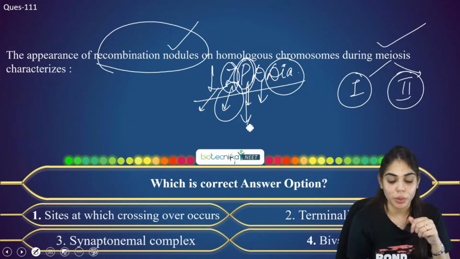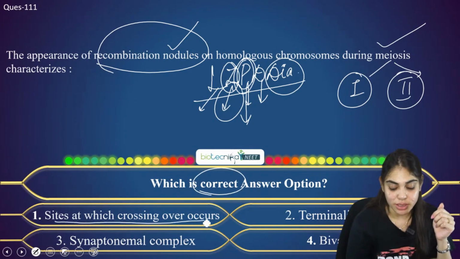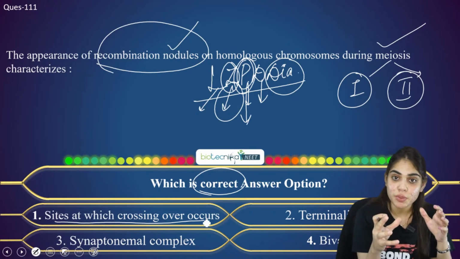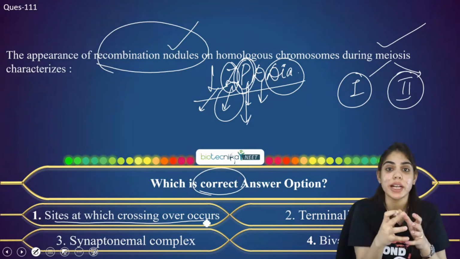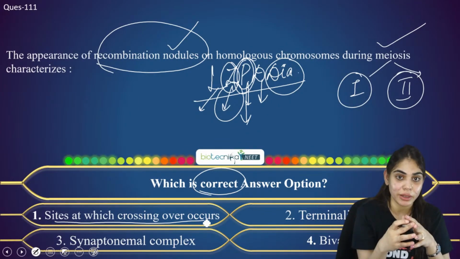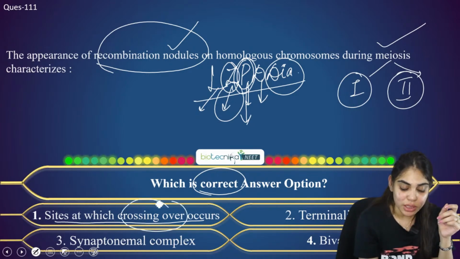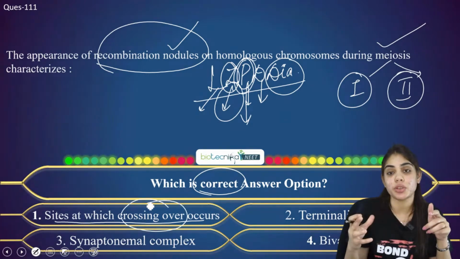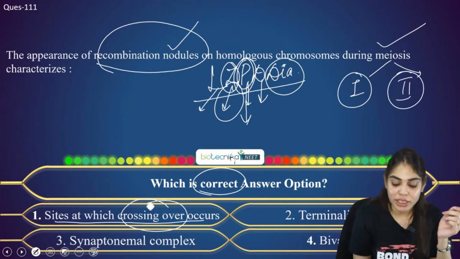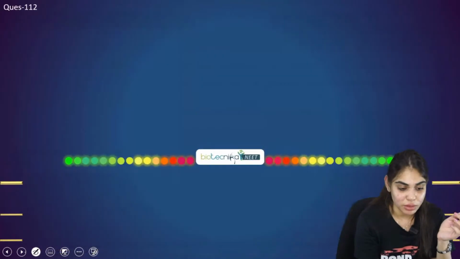So now let's read the options. Which is the correct answer? Sites at which the crossing over takes place. Yes, this is the right answer. Recombination nodules means recombination; something will recombine. What will recombine? Two alleles, or simply chromosomes. So it is the site at which crossing over takes place and leads to the formation of a new individual, and that is what is called crossing over. This takes place in pachytene. So the right answer is option first.